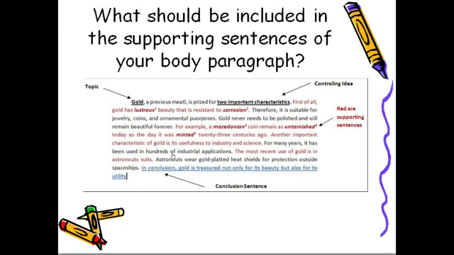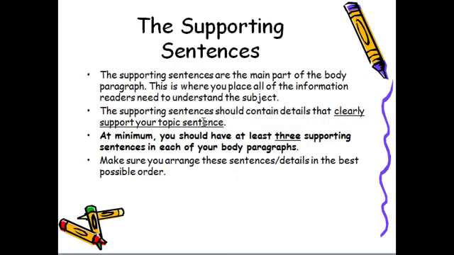Now that we've discussed and taken a look at an example of a topic sentence, let's look at the next component of a body paragraph, which is the supporting sentences. So what should you include in the supporting sentences of your body paragraph? Well, the supporting sentences are really the main part of the body paragraph. This is where you will place all of the information readers need to understand your subject. This is where you clearly support your topic sentence as well as the statement you made in your thesis statement.